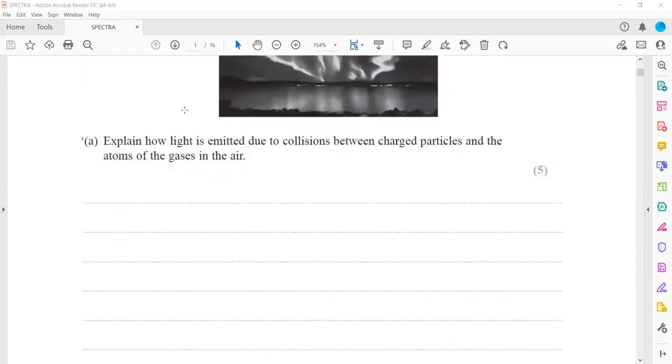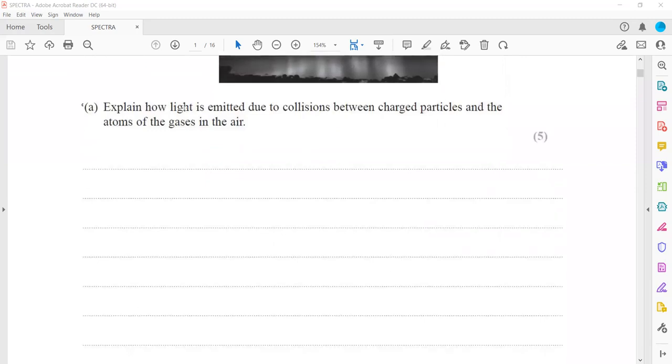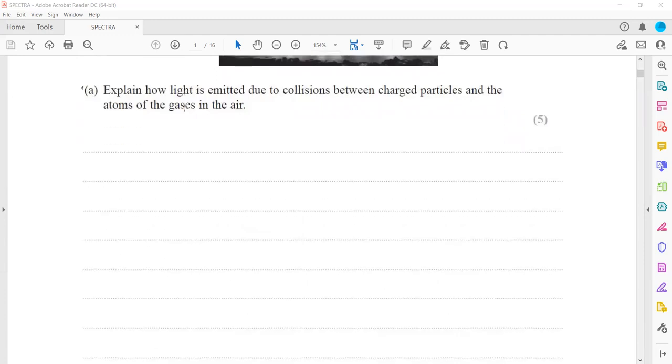The question is, explain how the light is emitted due to the collision between the charged particles and the atoms of the gases in air. So how is this light produced?